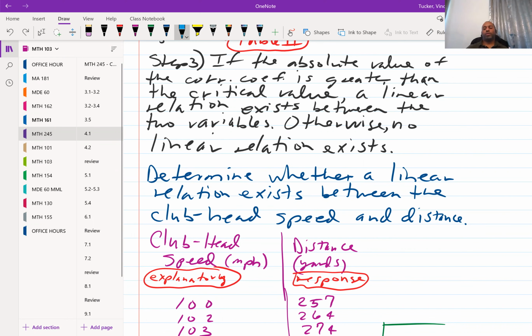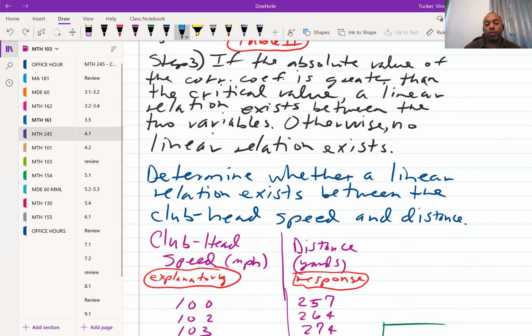So the example we're going to use to walk through this process says determine whether a linear relation exists between the club head speed and distance. So we're talking about club head speed. We have a golfer that swings his club to hit the ball. So we're talking about how fast that club is being swung, and how fast it is swung will dictate how far the ball will travel once it's hit. And so that's why we look at the club head speed.